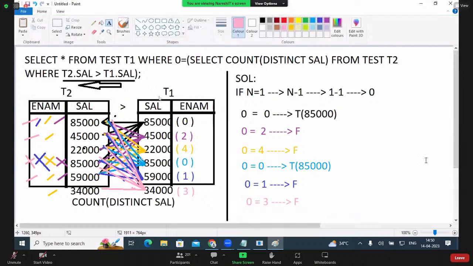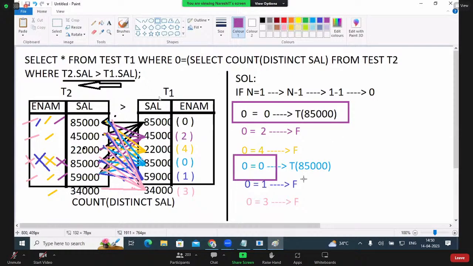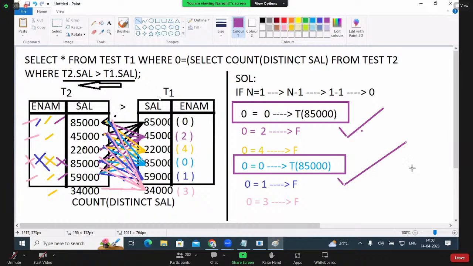So now check: all your rows are compared, is any row missing? No, each and every row compared. After comparison, here it will be satisfied. Here it will be satisfied. So 85,000 is called the first highest salary. Got it? How did this first highest salary come out?